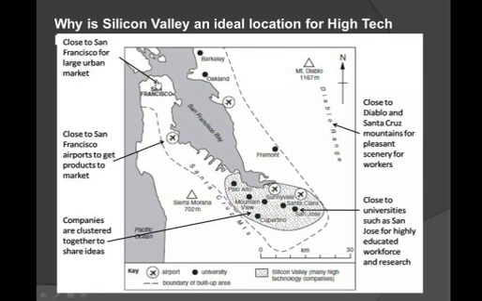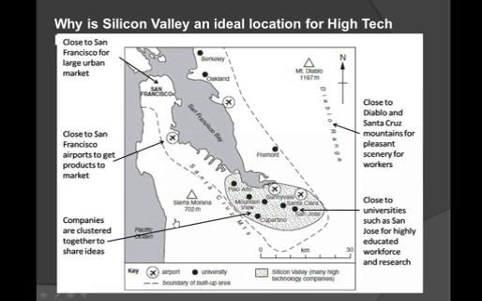And then we can look at this, San Francisco. This is a very big city in California, so close to San Francisco for large urban market. So in industrial location, we said they should be located where there is a large population that will provide the markets for the products that they sell. So much of the goods are sold in San Francisco.